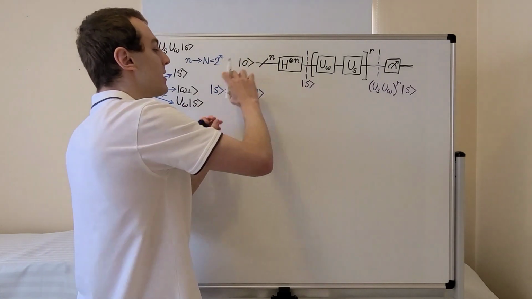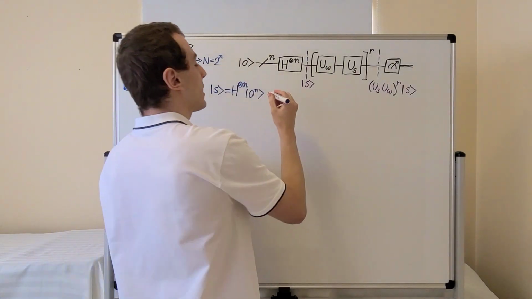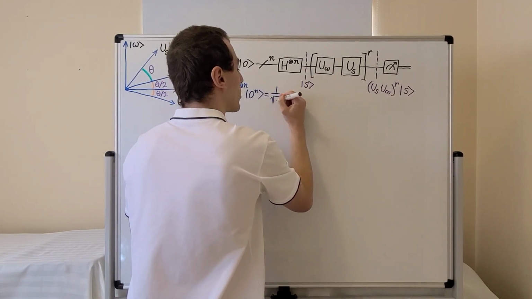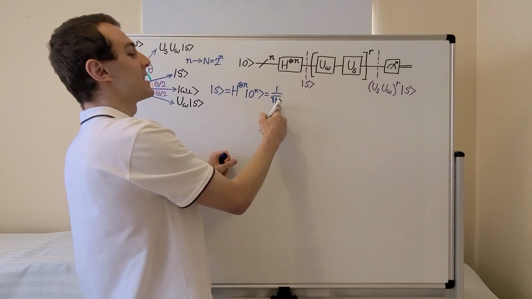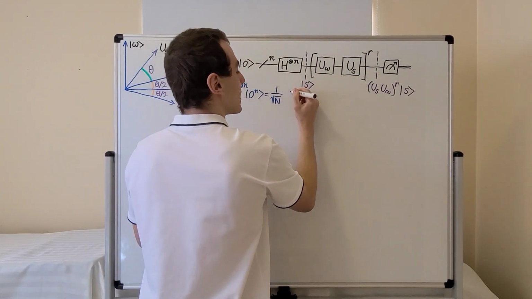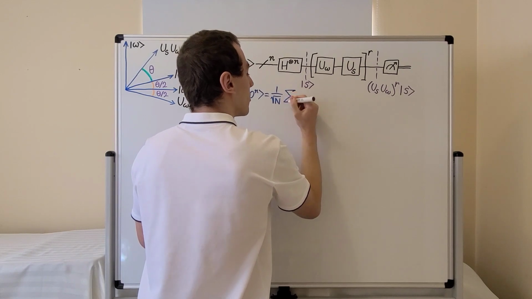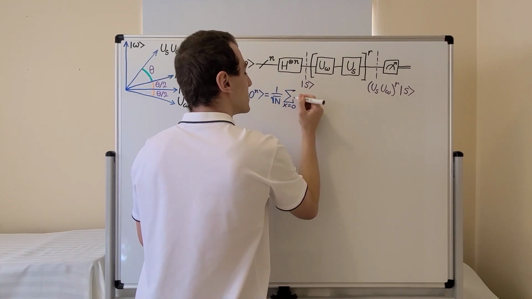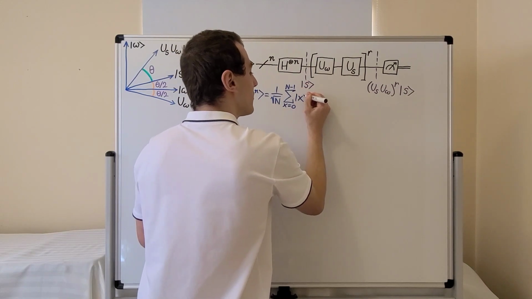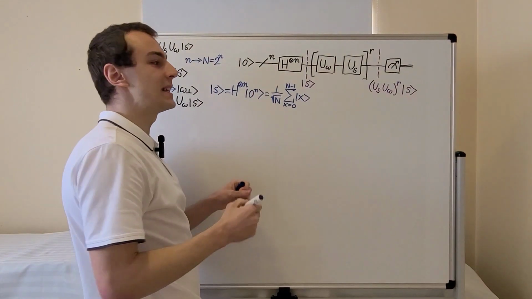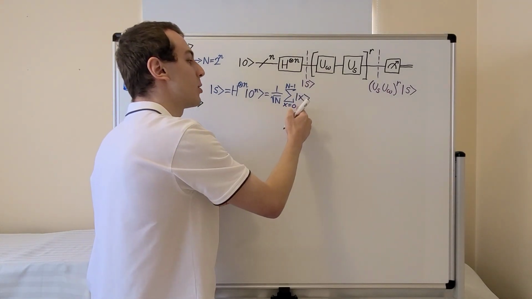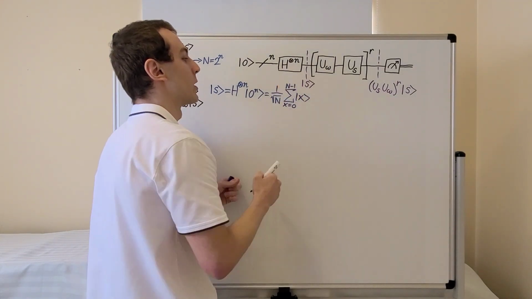And then we act with a Hadamard on all of them, and we can write that as 1 over square root of big N, right? This is the dimension of the Hilbert space, which is the same as 2 to the little n, times the sum from x equals 0 up to big N minus 1. And all of these x's are the computational basis states. So we can label them with numbers, starting from 0 all the way up to big N minus 1.